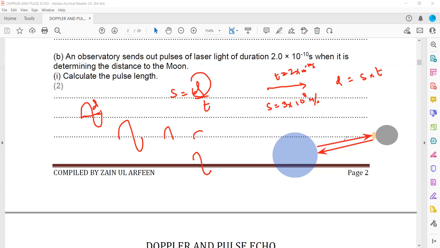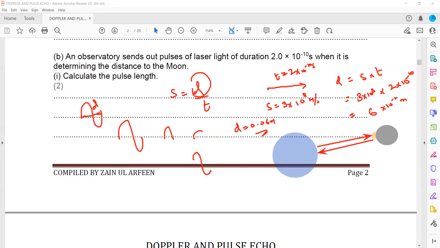It does not have anything to do with this concept because length of a pulse is basically a distance traveled by the pulse in a duration. The duration of the pulse is known as the length of the pulse. So speed is how much? Speed is 3 into 10 power 8 multiplied by time interval, which is 2 into 10 power minus 10. So when we multiply, 3 multiplied by 2 is 6, and 10 power 8 and minus 10 gives 10 power minus 2 meter. So the length of the pulse is 6 into 10 power minus 2 meter, or we can also say it is 0.06 meters. Is the concept of length of the pulse clear?